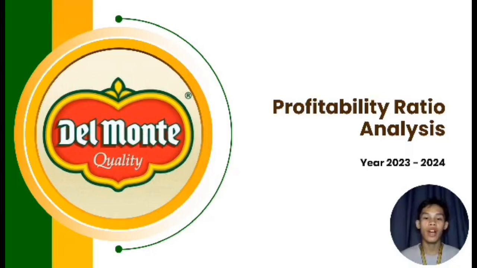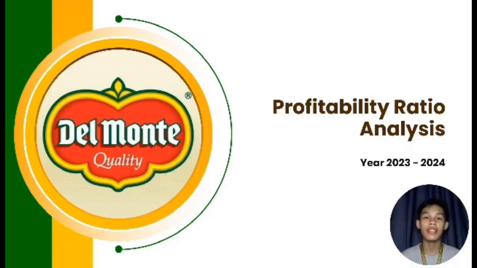So let's move on to the profitability ratio analysis for the fiscal year 2023-2024 of the Del Monte Food Corporation with our given financial statement. Profitability ratios measure how well a company generates profit from its revenue, assets, or equity, as I said earlier. The key metrics include the net profit margin, the gross profit margin, operating profit margin, and return on sales, assets, and equity. So those are our key metrics in solving the profitability ratios.